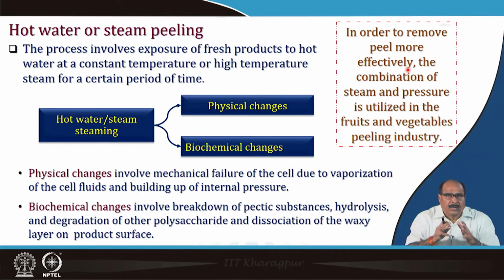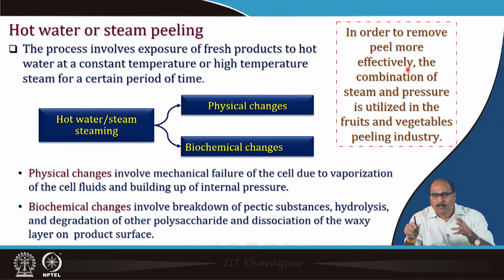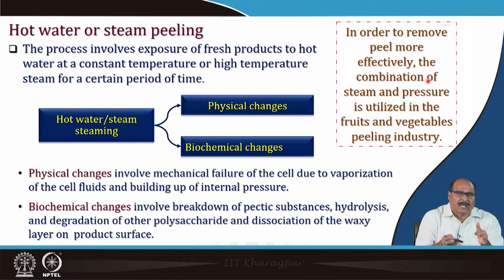Okay. Hot water or steam peeling. This process involves the exposure of fresh produce to hot water at a constant temperature, or even high temperature steam can also be used for a certain period of time. So, this hot water or steam peeling is done in order to remove the peel more effectively. In this process, a combination of steam and pressure is utilized. Okay.